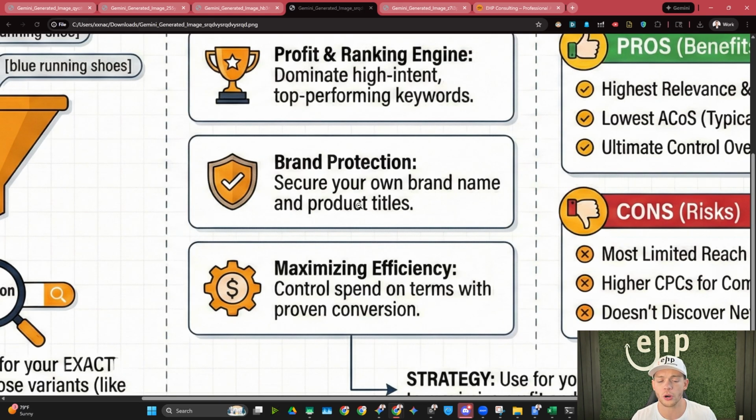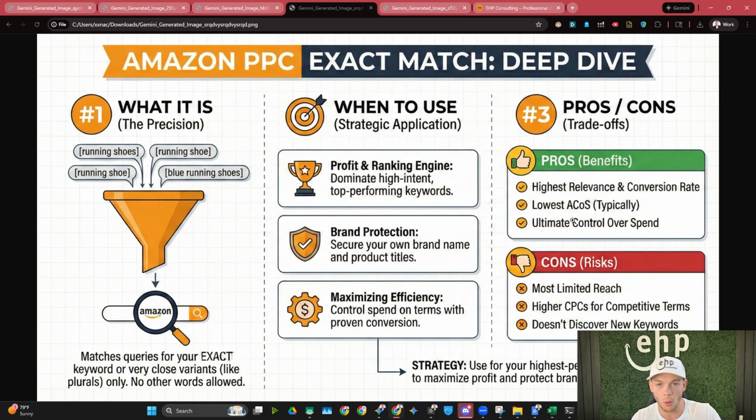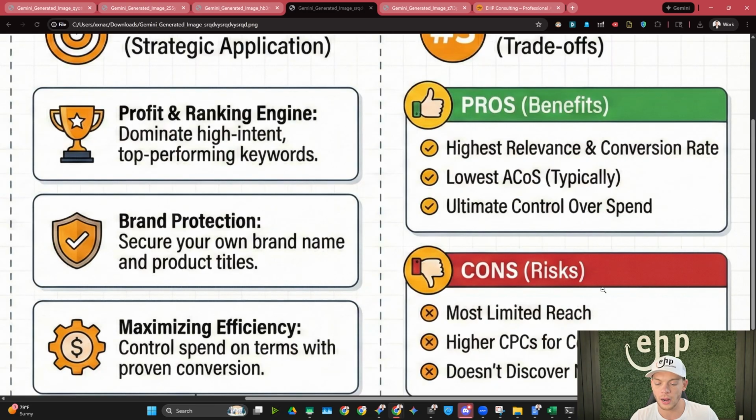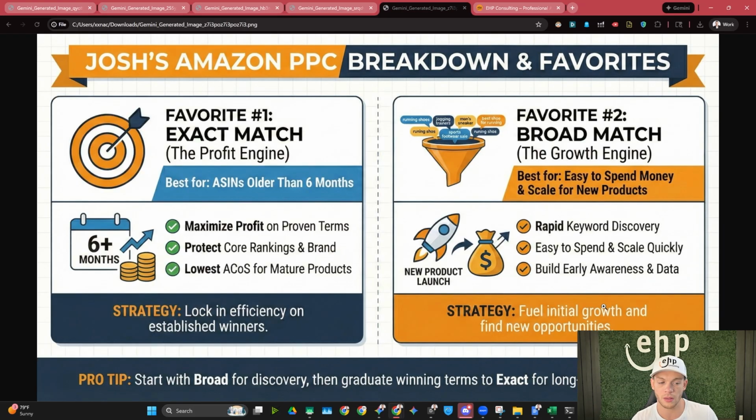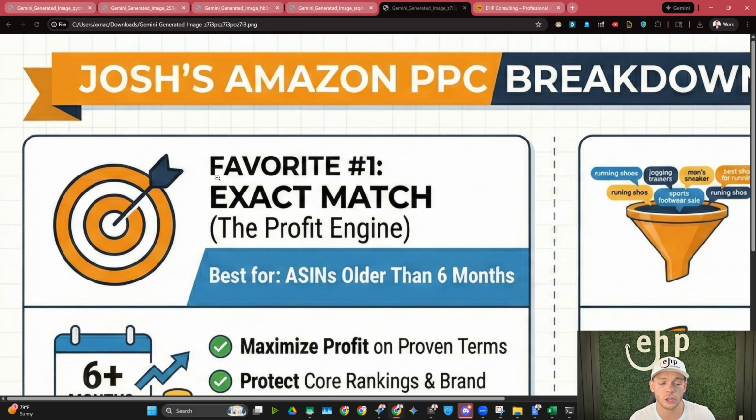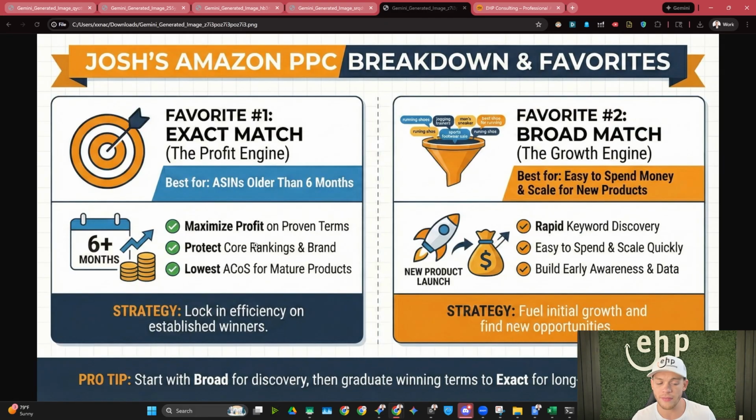You can also target your own brand keyword. So if you sell tennis balls, I know Wilson is a big brand name. You could be targeting Wilson if that's your brand name, so that way other people don't show up for your brand name. And you go over the pros and cons here. Obviously, it is going to be a little bit more expensive because it's so targeted and so specific. But this is my example of a breakdown, and the exact is my favorite.